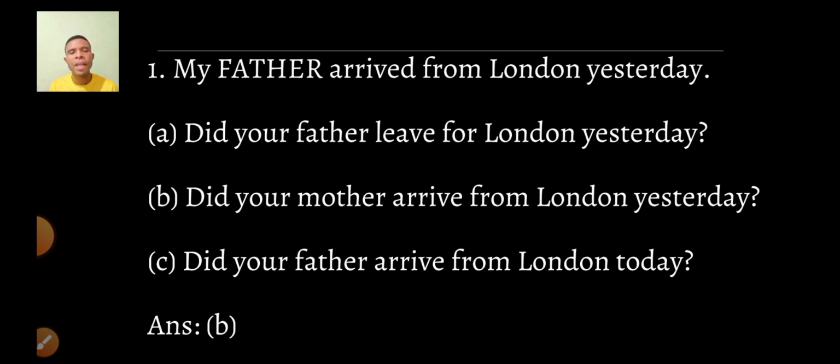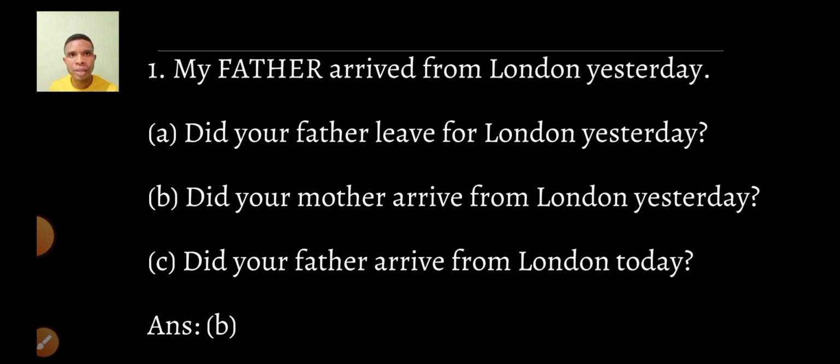Now here's another way to look at it. Let's take number 1 as an example again. My father arrived from London yesterday. Let's assume that you said that to somebody, and the person didn't hear that very well. And the person says the A option, did your father leave for London yesterday? What would you answer? You might say, no, I did not say my father left for London. I said he arrived. In your response, you would have stressed arrived. But in our sentence there, arrived was not stressed. So A is not the answer.